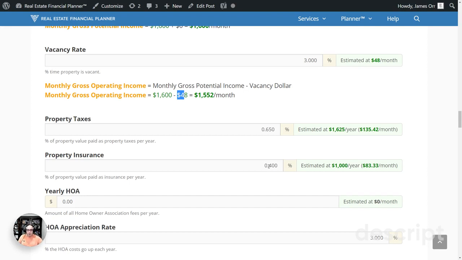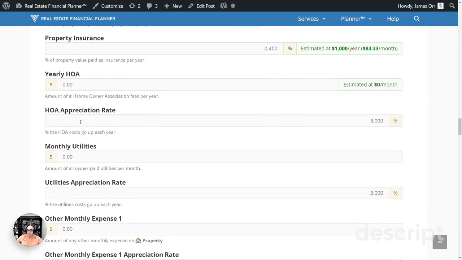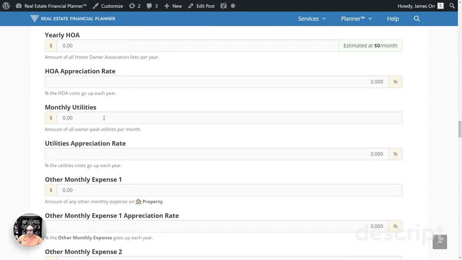Property insurance, we're using 0.4% per year. And so that's estimated about $1,000 per year, about $83.33 per month. And again, because that is a percentage of the property value, then the amount that insurance costs typically goes up each year as property values get increased, which makes sense. I mean, it costs more to insure a more expensive property. And so as property values go up, the cost to insure them should go up as well. The yearly HOA, there's no HOA on this particular property, so it's $0. The HOA appreciation rate, if we had an HOA, the appreciation rate would show how fast HOA costs are going up in that particular property.